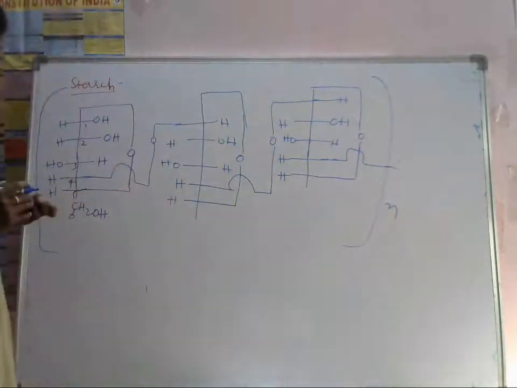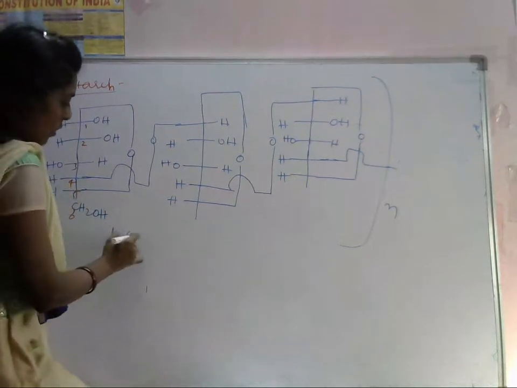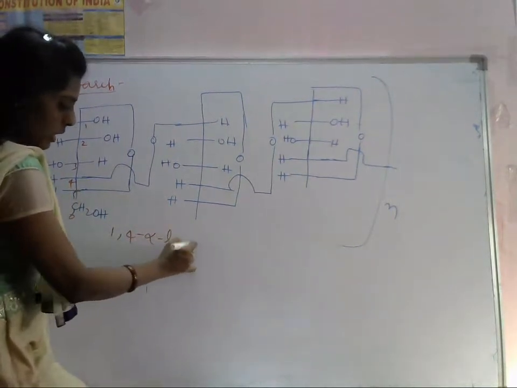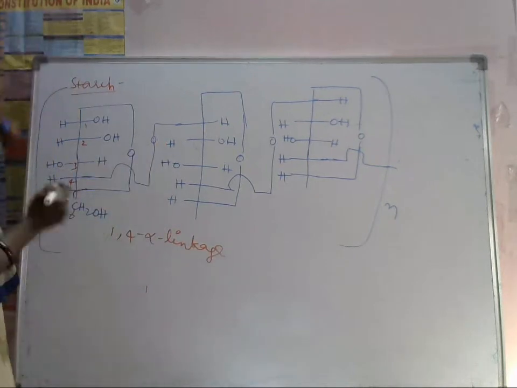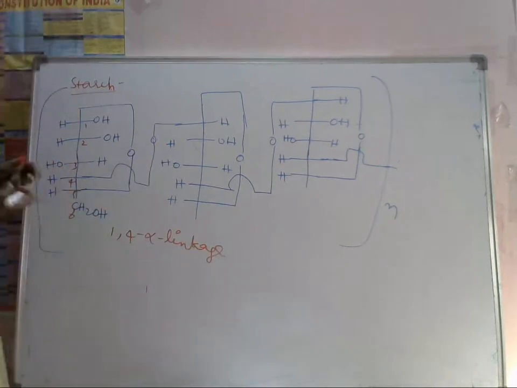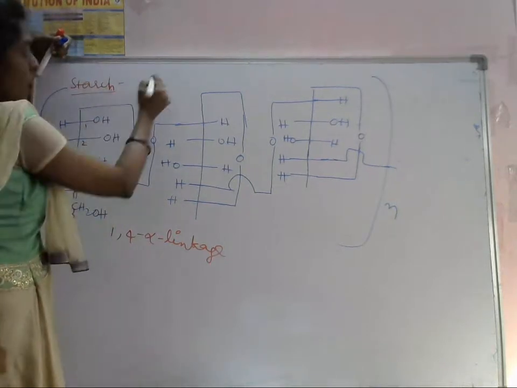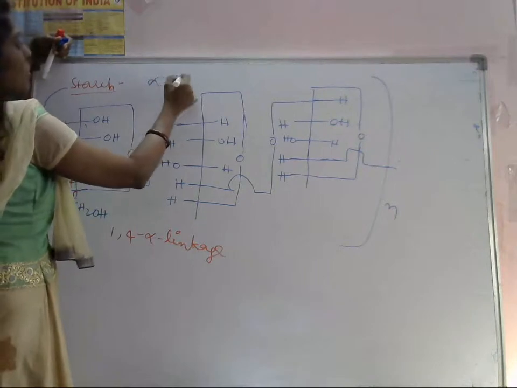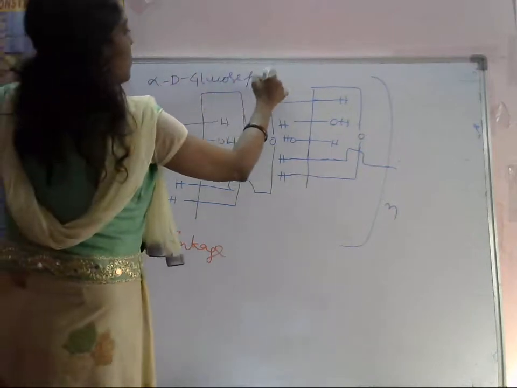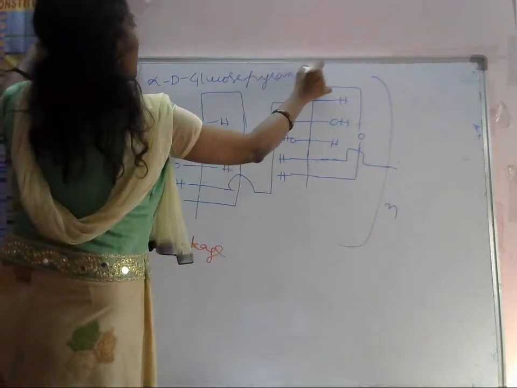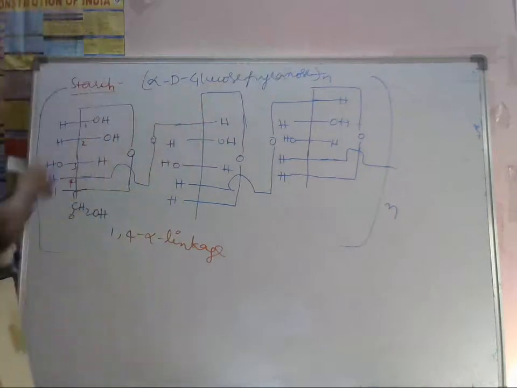Then it is called as, here, what is the linkage here? 1,4 alpha linkage. This is nothing but starch. How does it form? Starch forms from the alpha D glucopyranose. If alpha D glucopyranose is present n times, then it is called starch.